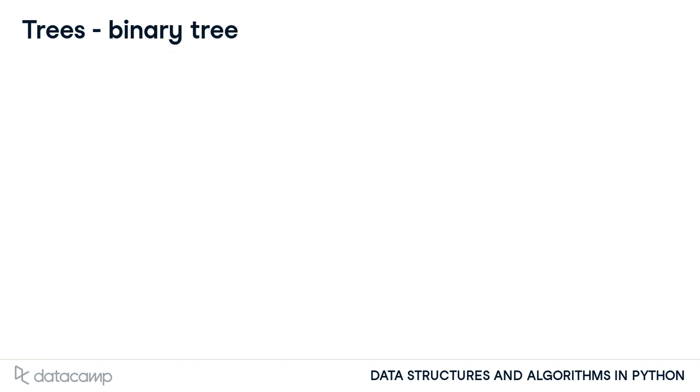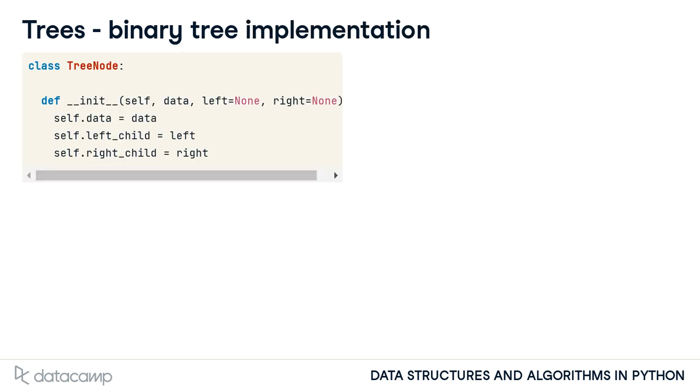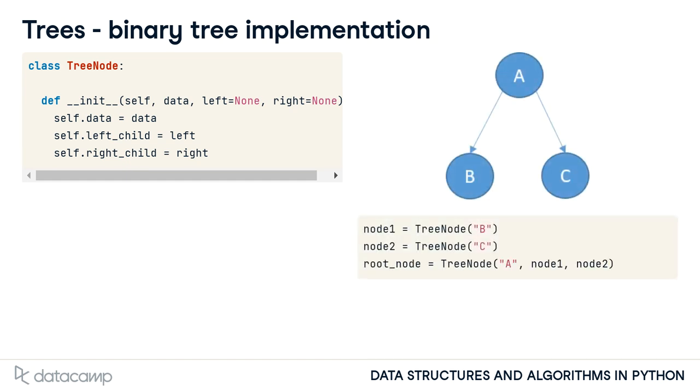Let's introduce a special kind of tree. It is the binary tree. A binary tree is a tree in which each node has 0, 1, or 2 children. This code shows the implementation of a tree node in a binary tree. With it, we can set the value for the node, the value for the left child, and the value for the right child. We can build a tree like this one with this code.